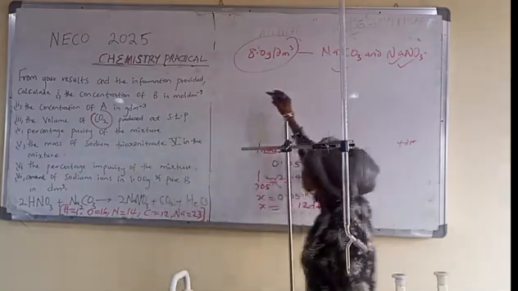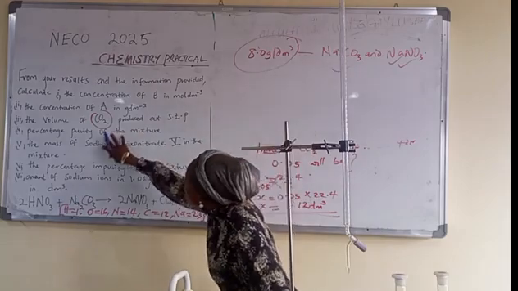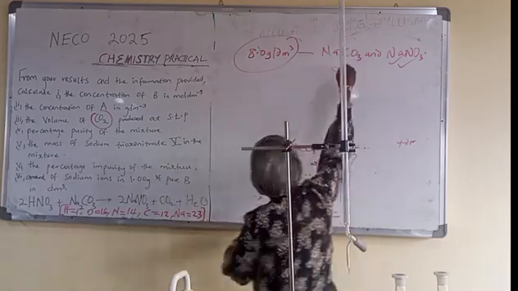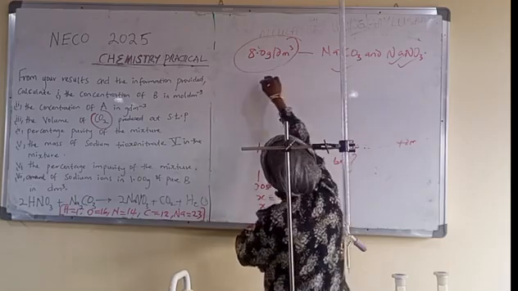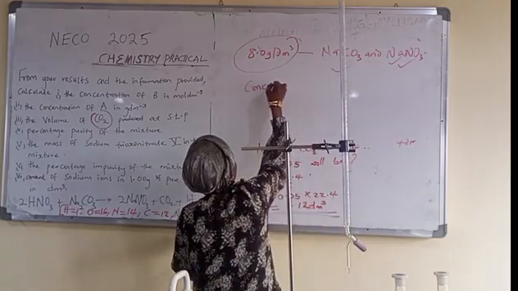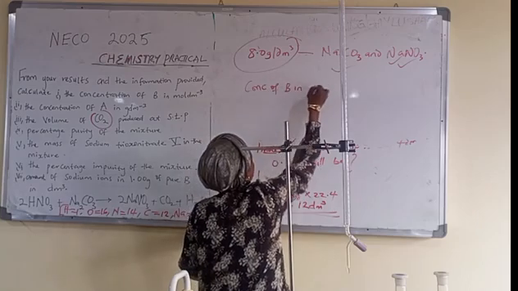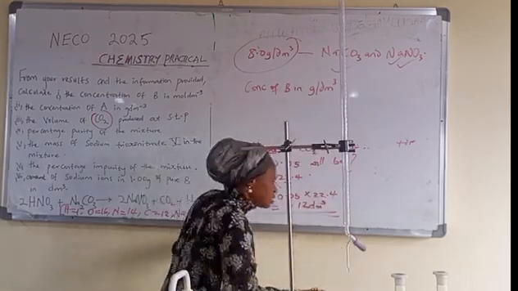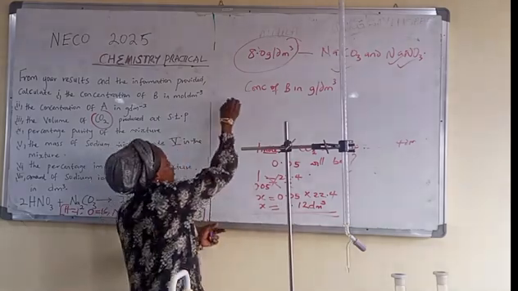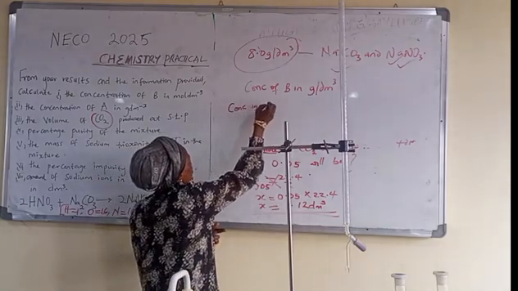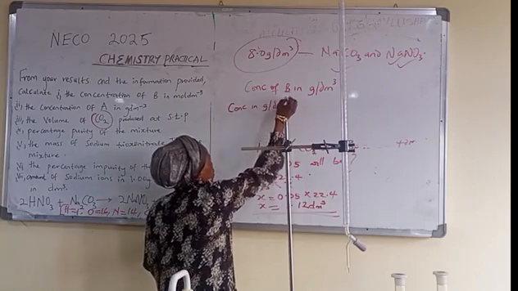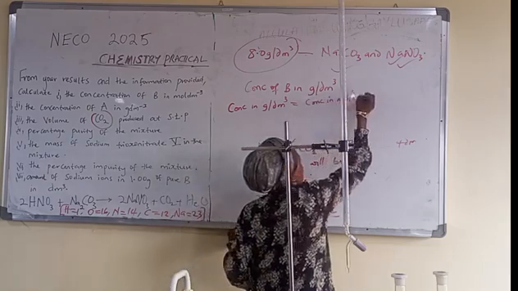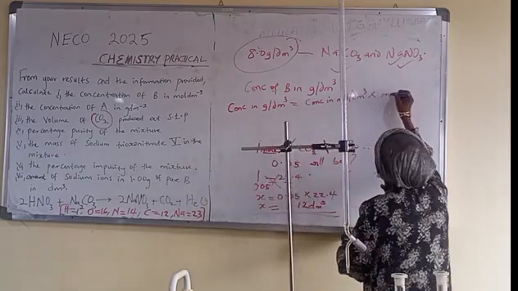So the formula is this. You find the gram of your pure form of this. So what do we do? We calculate the concentration of B first, the concentration of B in gram per dm³. How do you go about it? The same formula we used for the acid that time is what we are going to use. So it will be concentration in gram per dm³ equals concentration in mole per dm³ times molar mass.